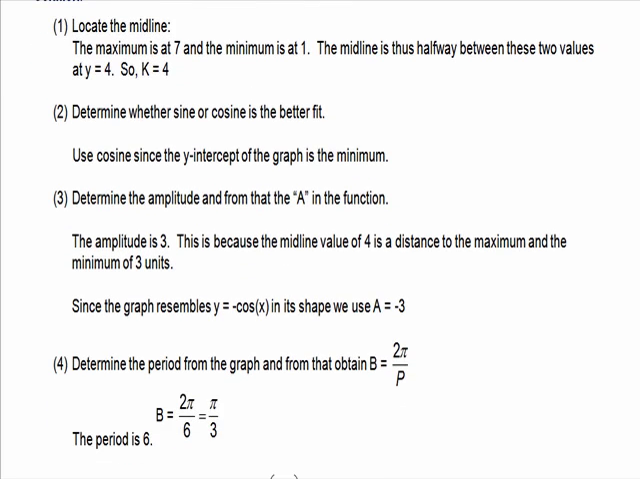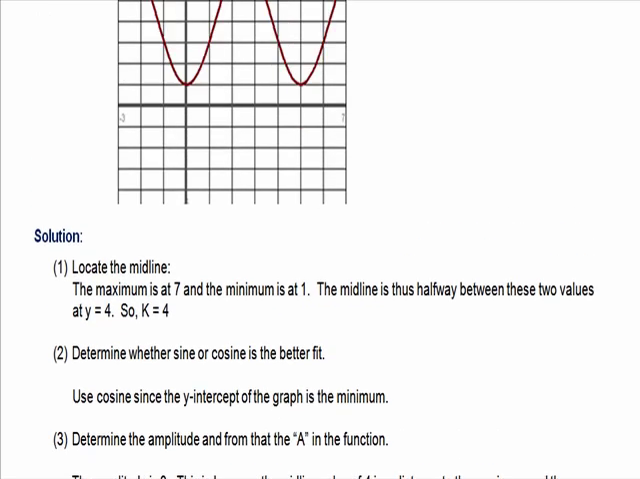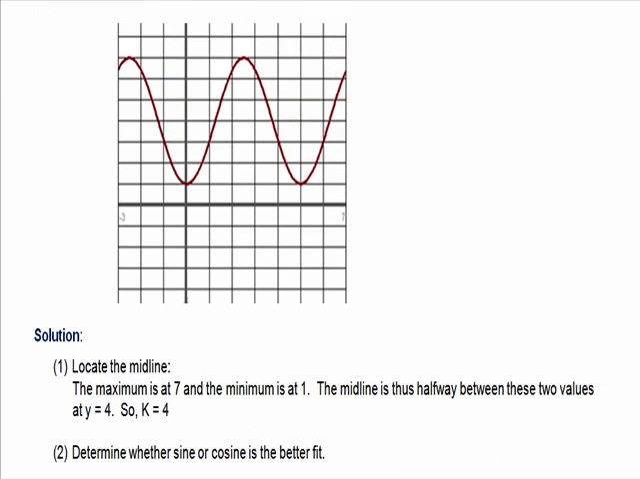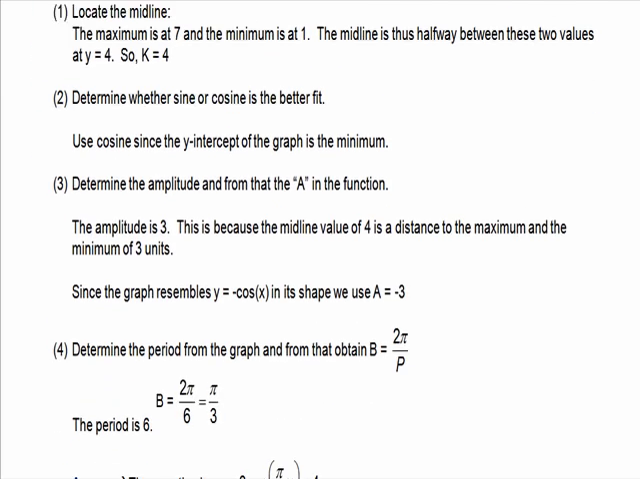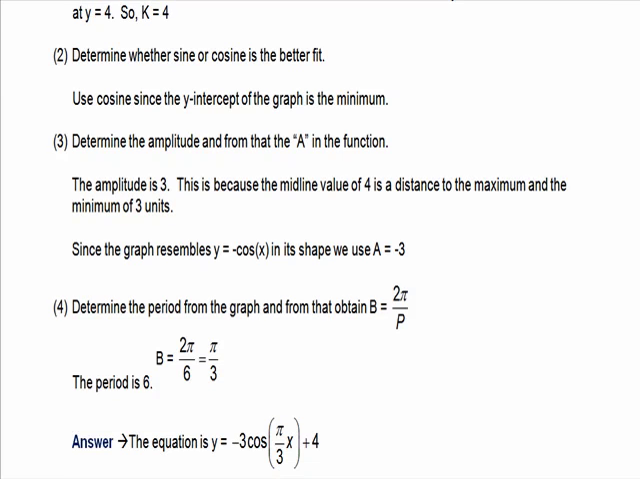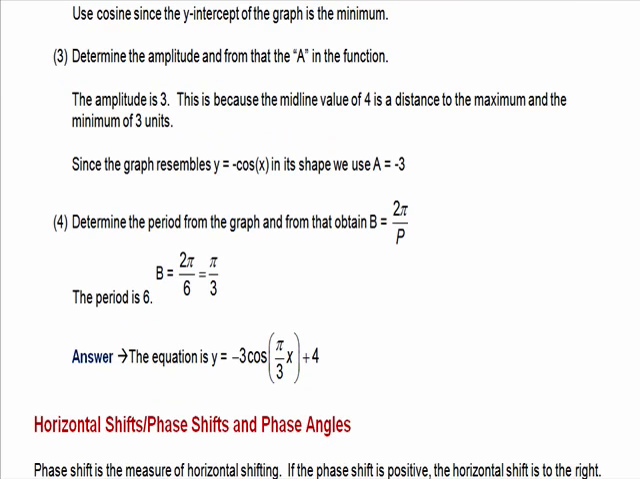And then lastly, we determine the period from the graph, and from that we get our b. If I scroll back up and look at the graph, I'll notice that it does one complete cycle in 6 units. And so if I come back down, I said the period is 6, so b is 2 pi over 6 or pi over 3.